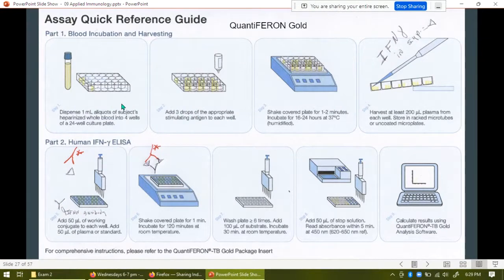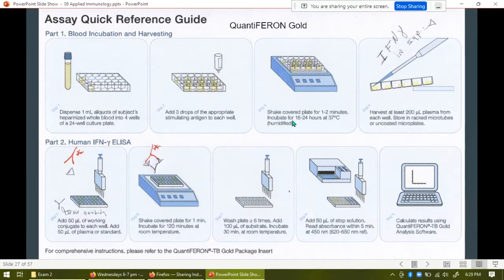So here's sort of how it works. This is Sanders' figure. I actually don't really like this figure. But anyway, so whole blood is added into 4 wells of a 24 well culture plate. 3 drops of the antigen are added to each well. The plate is shaken for 1 to 2 minutes and then incubated for 16 to 24 hours.